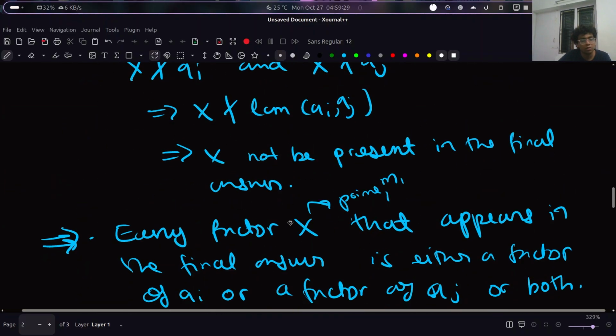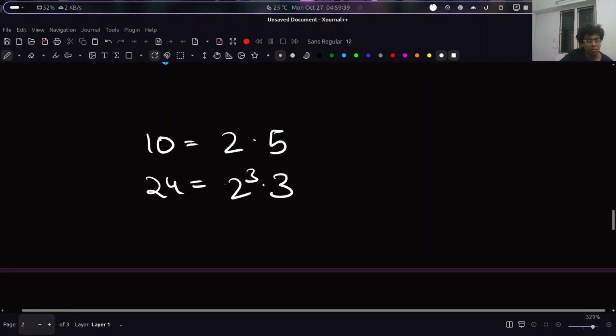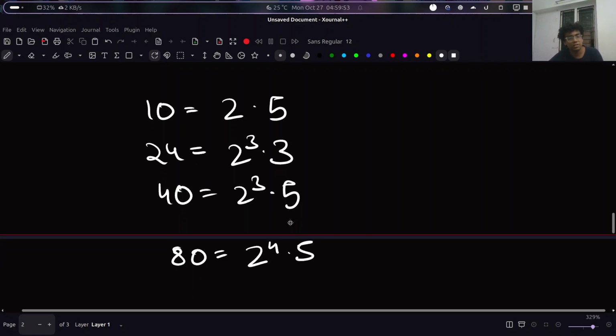24 will be equal to 6 times 4, right? So that is 8 times 3. So like this. 40 will be equal to 8 times 5. And 80 will be equal to 16 times 5, right?